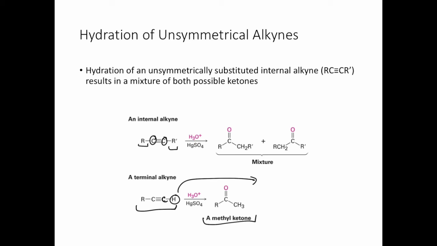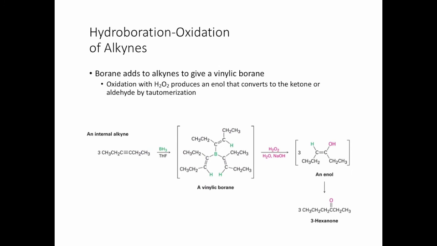So when you add water to this, you get H on the carbon on the right and OH on the carbon on the left, which is your enol, which tautomerizes to the ketone. You can also perform hydroboration oxidation on alkynes using BH3 or some other similar borane reagent. This reaction also produces an enol which tautomerizes to the ketone or the aldehyde, depending upon whether you started with an internal alkyne as shown here or a terminal alkyne.